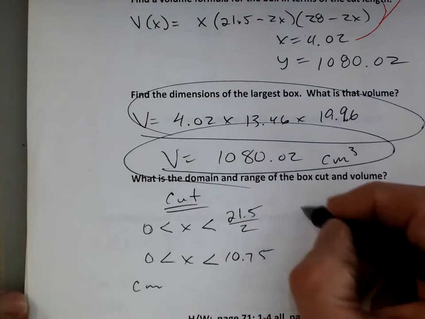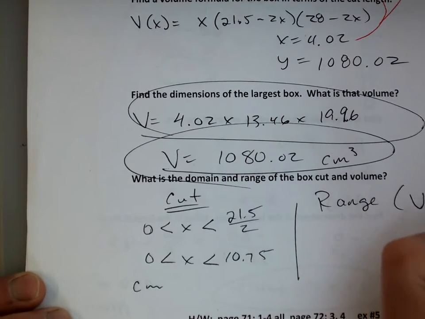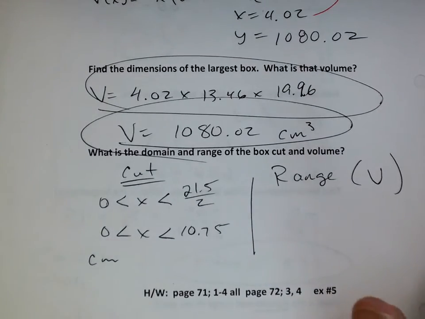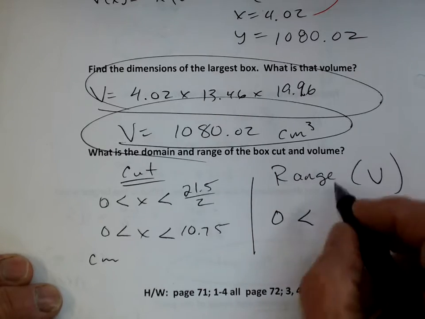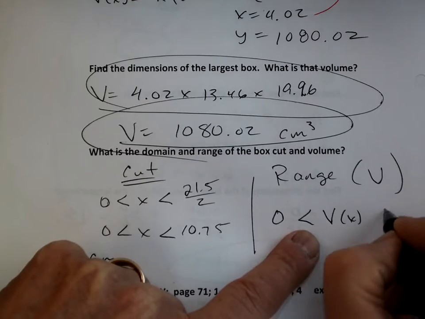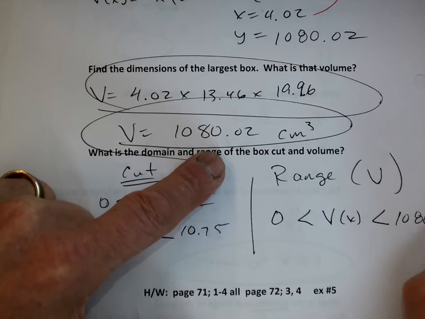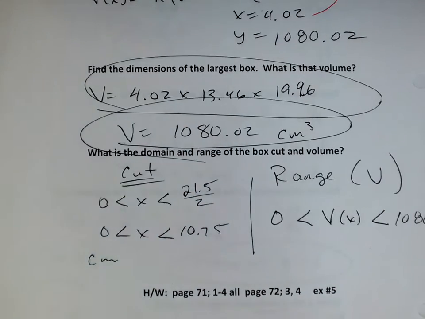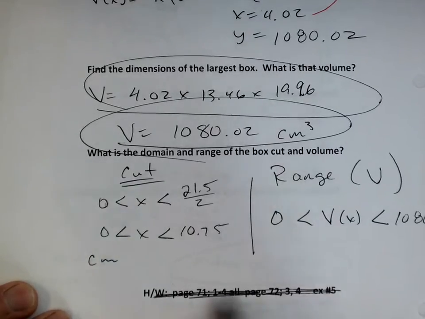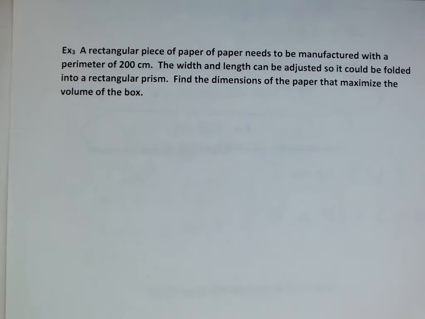It just disappears. Okay, the range, of course, is the volume, right? Range is the y, but in this case, it's the volume. So the smallest volume is 0. You guys agree with that? The smallest volume is 0. And then the largest volume was our 1,080.02, right? Okay, that's not so bad. Now, ignore this, okay? We're not doing this, because we already did some of that. Now, thumbs up.